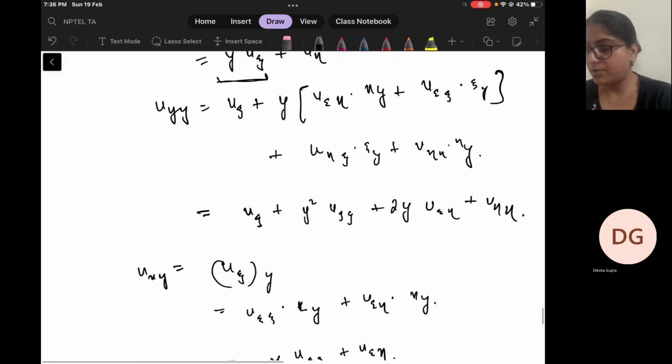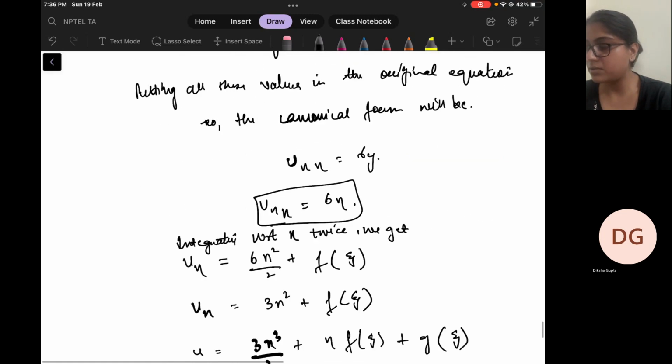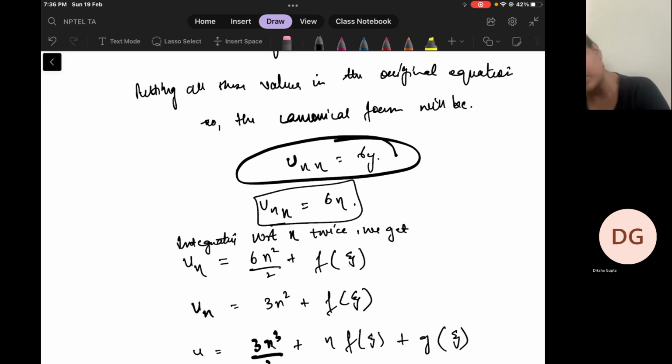So you can see that after reducing it to the canonical form, the solution becomes very easy to find, because the canonical form itself becomes so easy that it is very easy to differentiate and integrate, to play around with. So that is the main idea behind the canonical form: to reduce our complicated second order PDEs into such a form by applying some transformations, so that it reduces into a simpler version and we can easily find its solution.